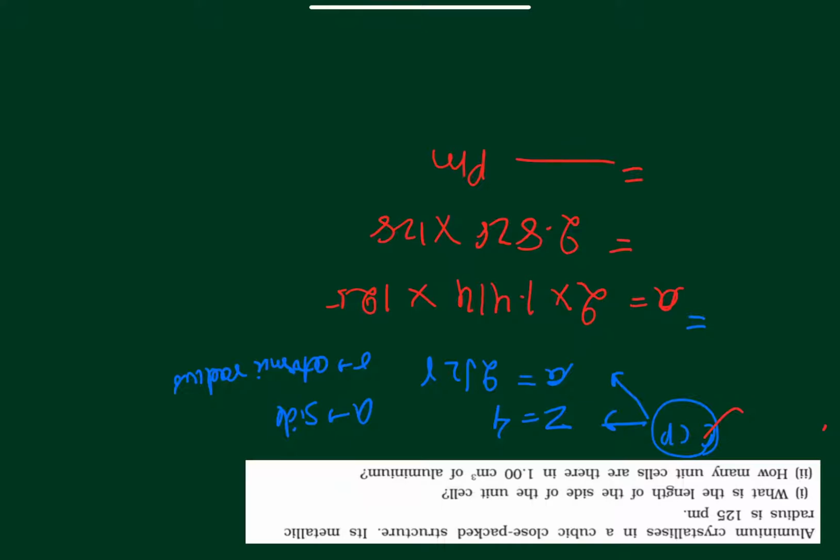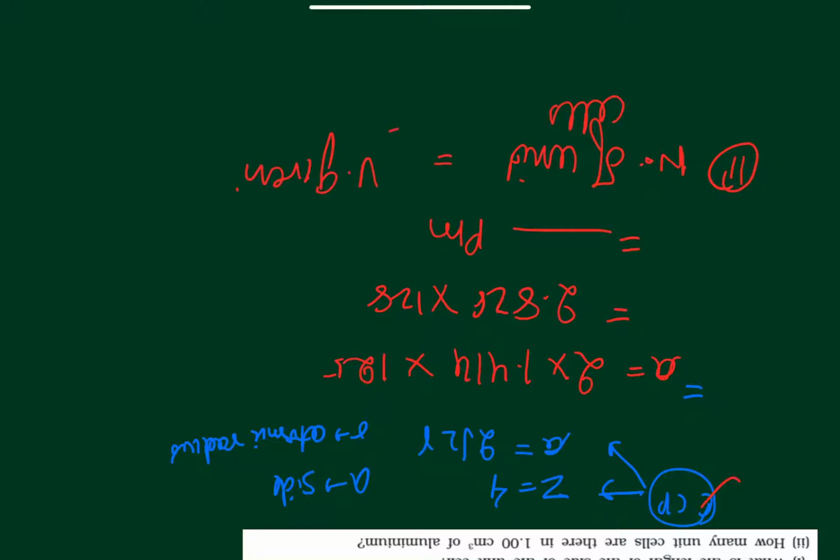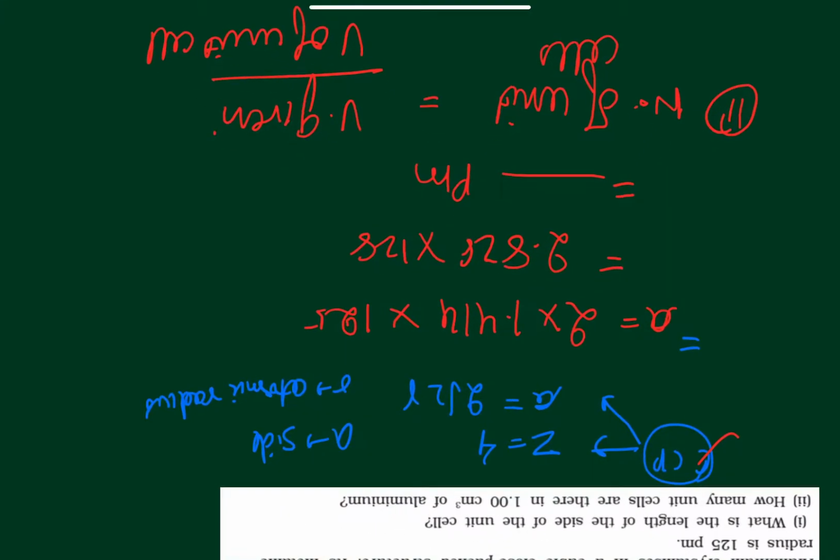Next, how many unit cells are there in 1 centimeter cube of aluminum? Now another formula to remember is the number of unit cells. If volume is given, it is equal to the volume given upon the volume of the unit cell. This is the simple unitary method: the number of something, if volume is given, will be equal to the volume given upon the volume of that thing.